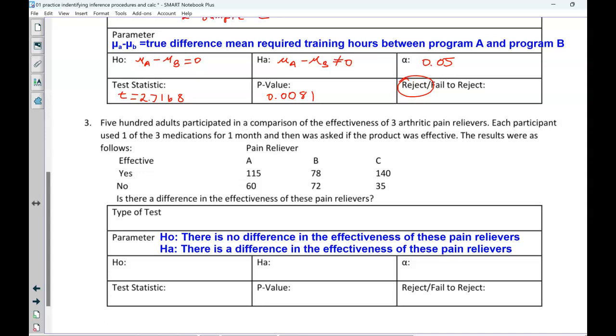So first of all, you have to decide what kind of test this is. The variable of interest was based on the patient. Did they find it effective or not? Since it's a yes or no question, the effectiveness variable is a categorical variable. We also have 3 different treatment groups. Since it's 3 independent treatment groups, A, B, and C, it would be treated as multiple populations. So this would be a chi-square test of homogeneity.